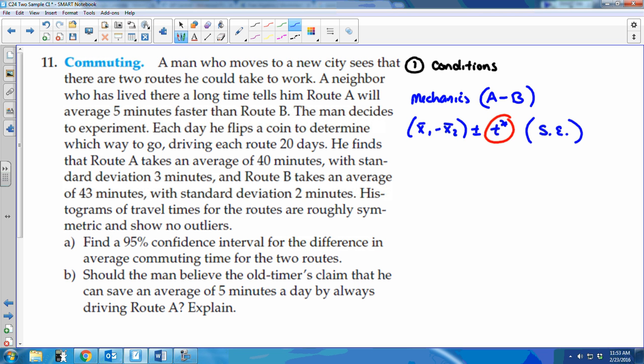So I'm going to fill in what I can, and then I'm going to do everything else in the calculator. The mean of route A is 40 minutes. The mean of route B is 43 minutes. Plus or minus, again, this critical value that I can't figure out, times the square root of the standard deviation of A, which is 3 minutes over 20 days, so 3 squared over 20, and the standard deviation of route B is 2 minutes, so 2 squared over 20 days. Everyone know where all those numbers came from and why they're put there?